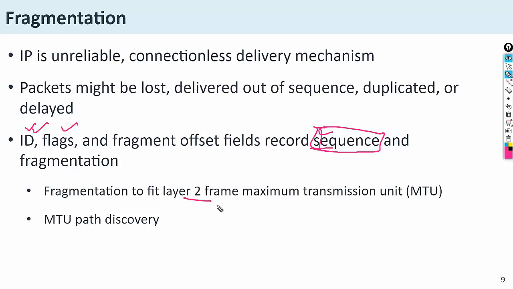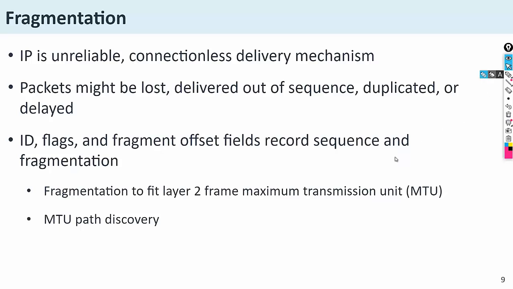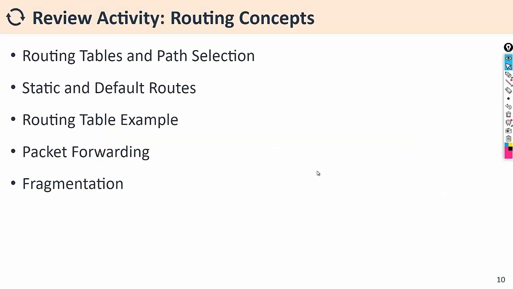Fragmentation must fit on layer 2, depending on the frame's maximum transmit unit. The maximum transmit unit is 1500 bytes in a normal condition. And also there is path discovery of the MTU. MTU is maximum transmit unit. Okay, so we have discussed the routing table, path selection, static and default route, routing table example, packet forwarding and the fragmentation.